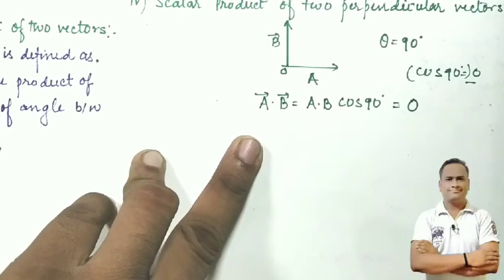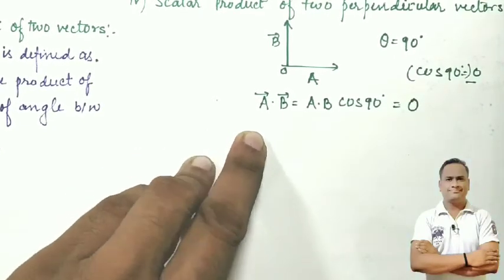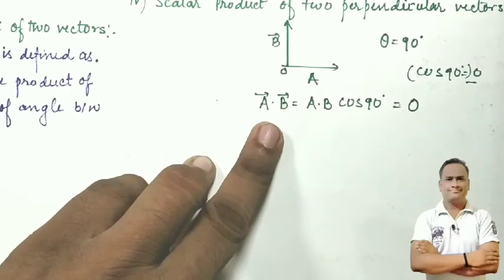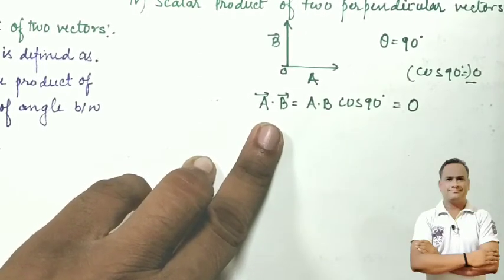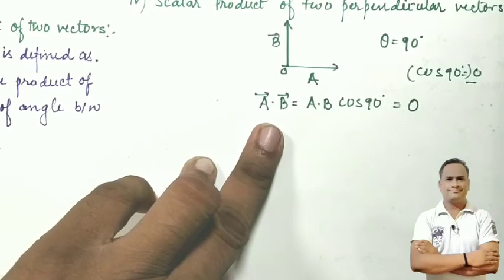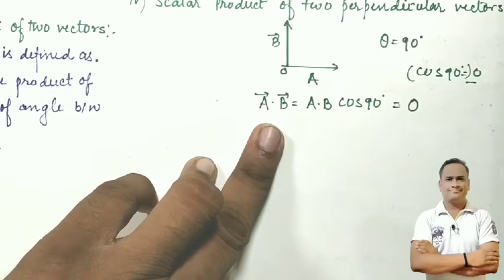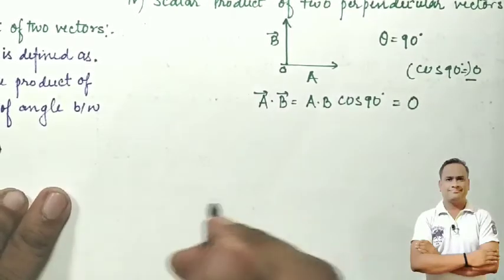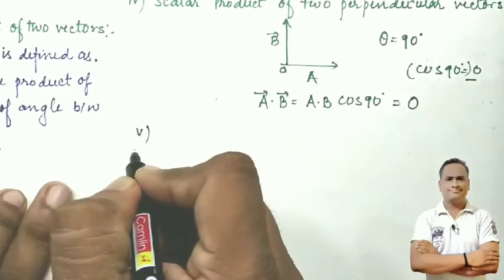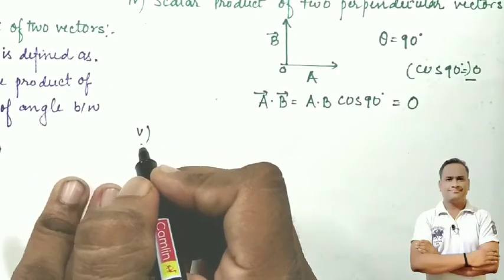It means that the dot product of two perpendicular vectors is 0. Okay students, now move towards the next property, the scalar product of a vector with itself.